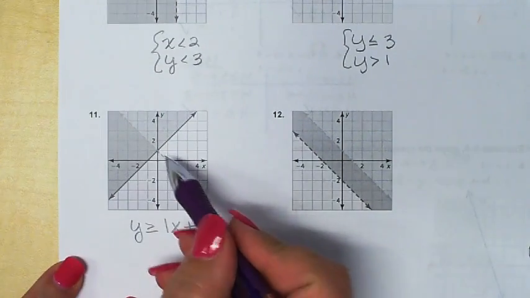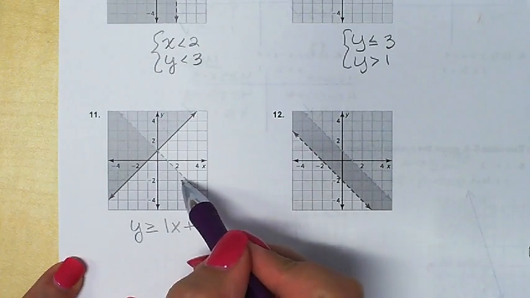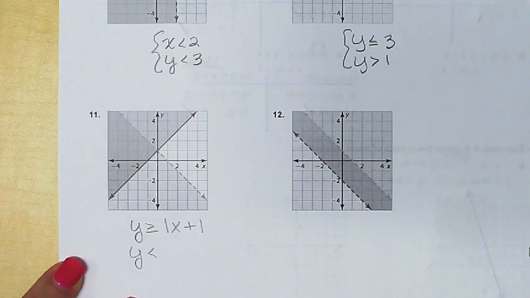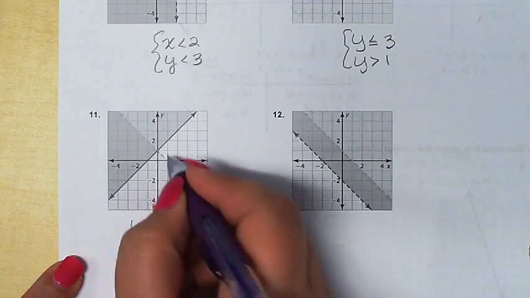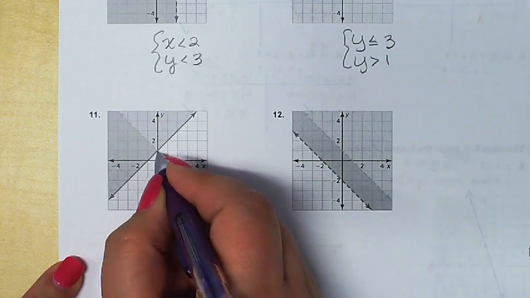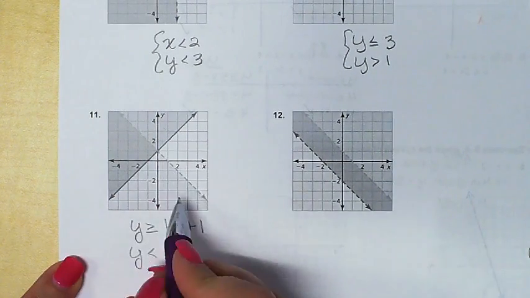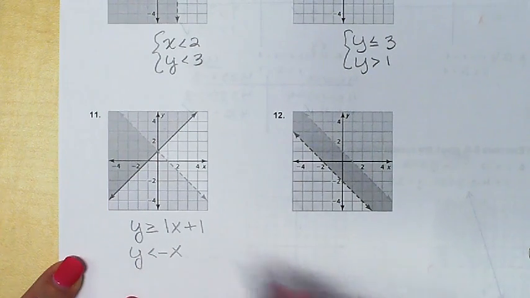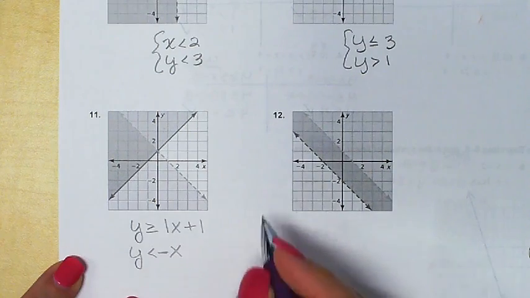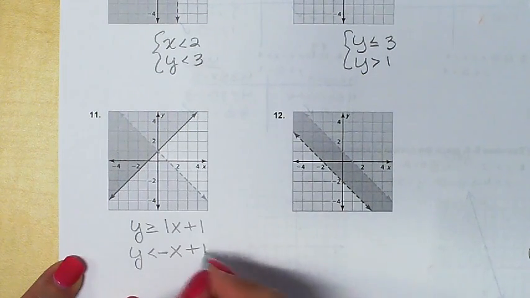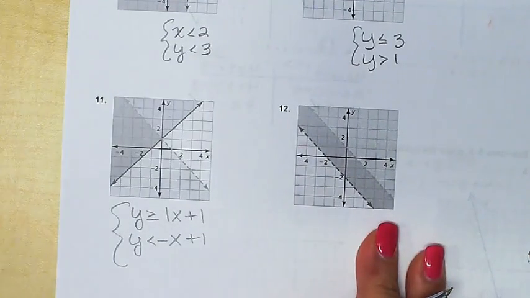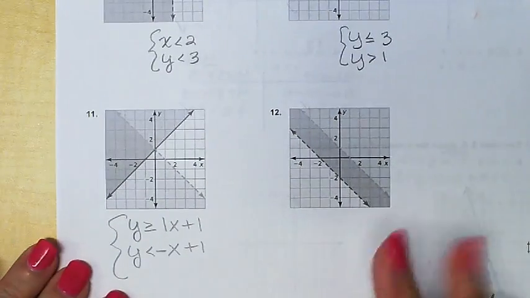The other inequality is this line, so let's talk about that one. That one is broken and shaded below, so that would be just everything less than. The slope is -1, down 1 over 1, and so forth. So a negative 1x, or just negative x, however you want to write that. And then the y-intercept is also 1. So there's your system. Okay, so that's just working in reverse, setting that up from the graph.